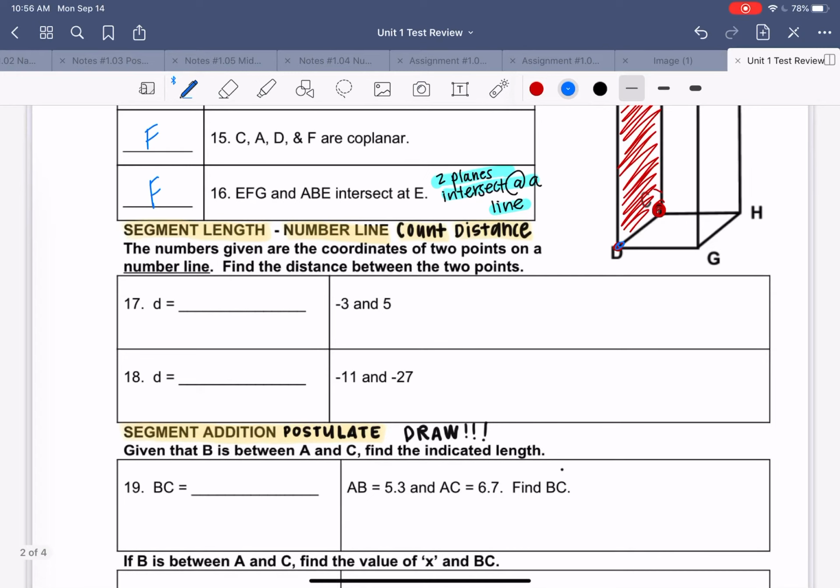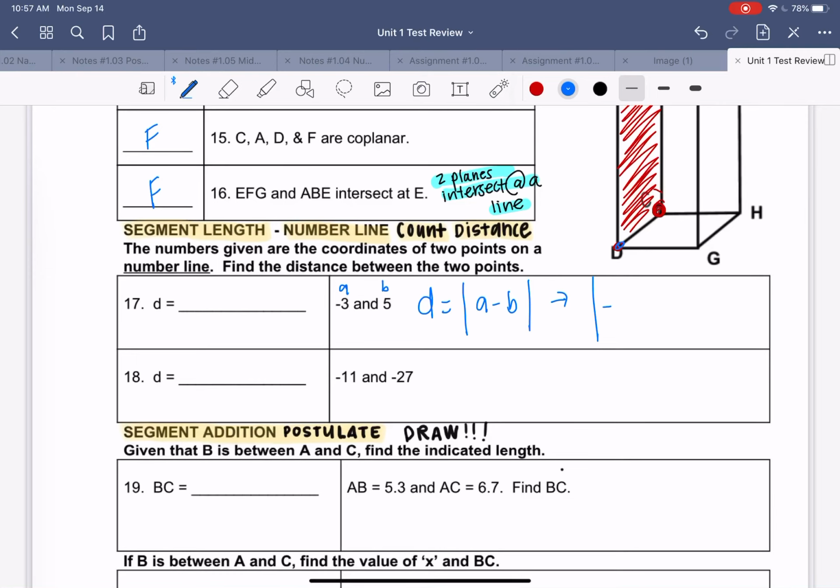All right, segment length on a number line. Count the distance. Okay, so there are two ways you can do this. You can make your own number line, or you can do the formula. So I'm going to do the formula. D equals, distance equals the absolute value of A minus B. Well, remember the absolute value just turns whatever we subtract positive, always positive. So we just do A minus B. So our A is -3.